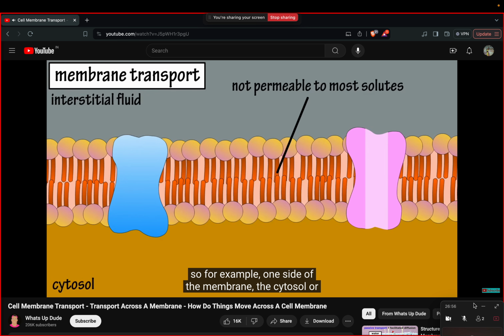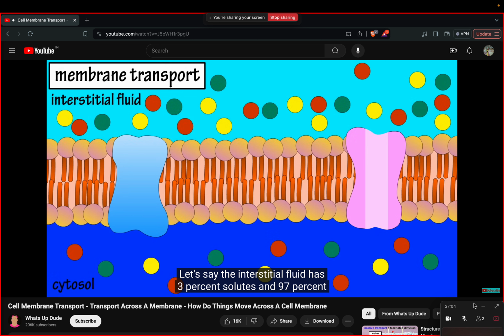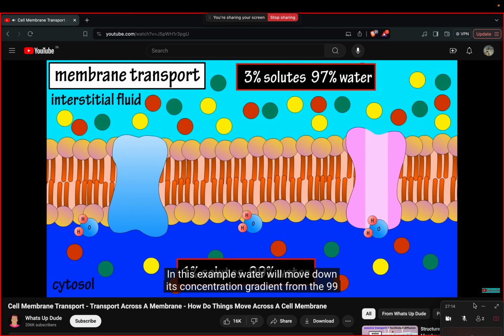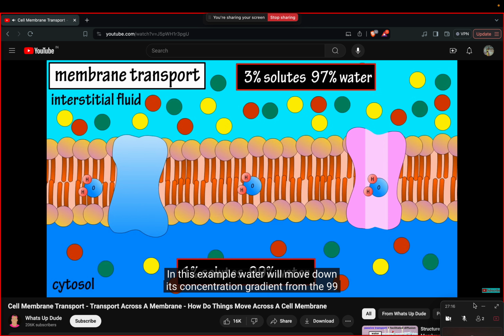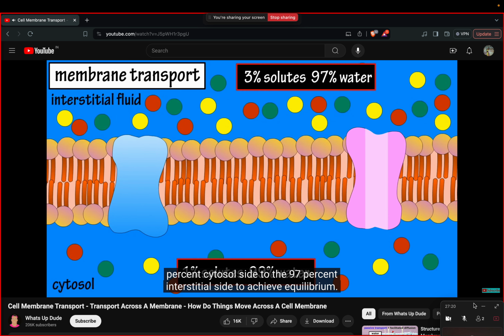So for example, one side of the membrane, the cytosol or interstitial fluid, can have more solutes than the other side. Let's say the interstitial fluid has 3% solutes and 97% water, and the cytosol side has 1% solutes and 99% water. In this example, water will move down its concentration gradient from the 99% cytosol side to the 97% interstitial side to achieve equilibrium.